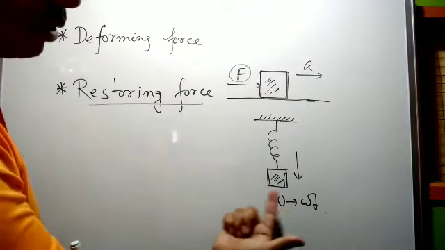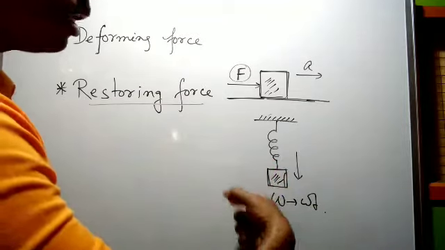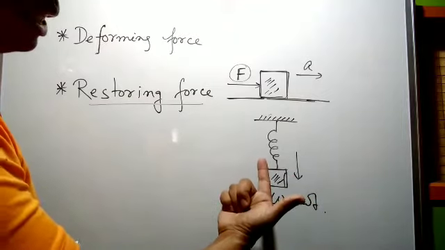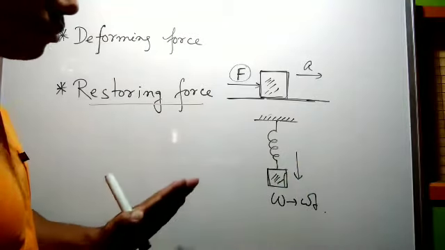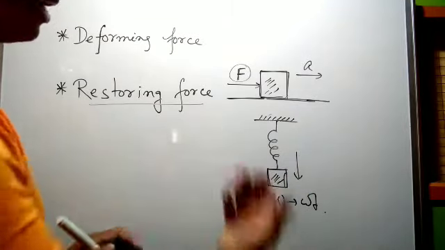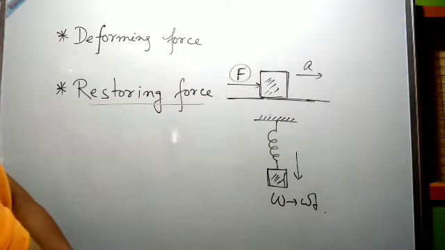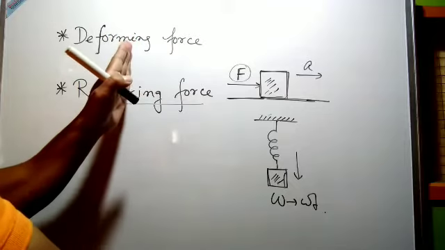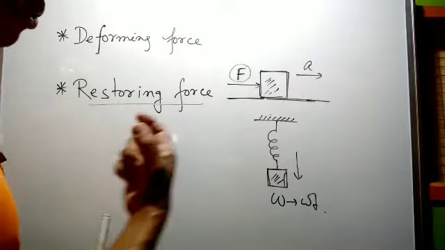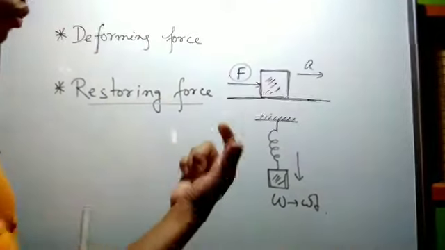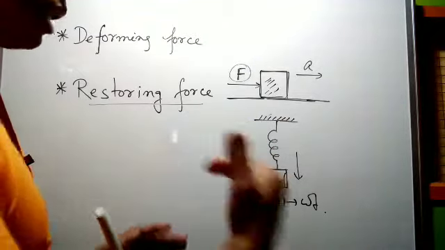In this particular example, when the load attached to the other free end of the spring is removed, then the spring can regain its original length. So that force which helps in order to regain the original length of the spring is called restoring force. If there is a deforming force, then automatically a restoring force will be set up in the body.